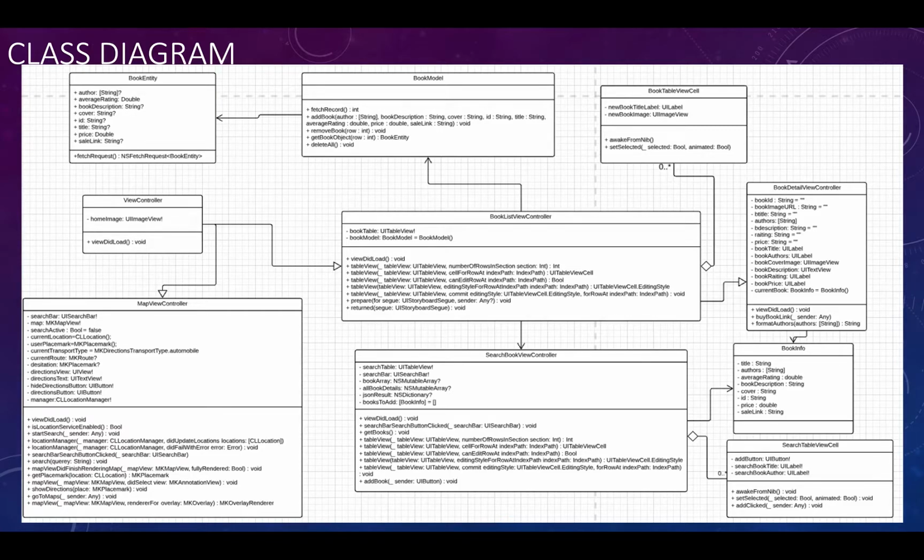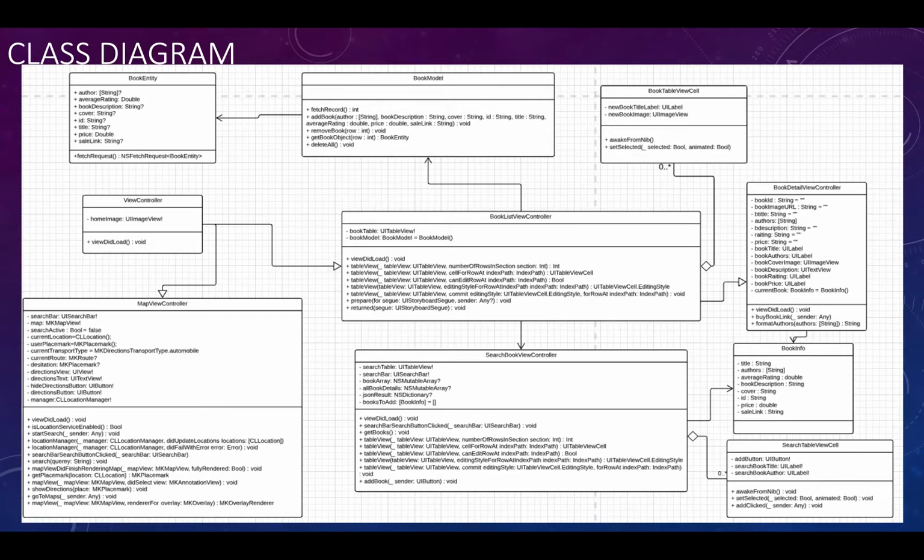The way that I designed it was that this book info object takes in all the data that is going to be stored to the book entity and is passed back through a segue, which then calls out to the book model to add the book to the core data and to put it on the table view.